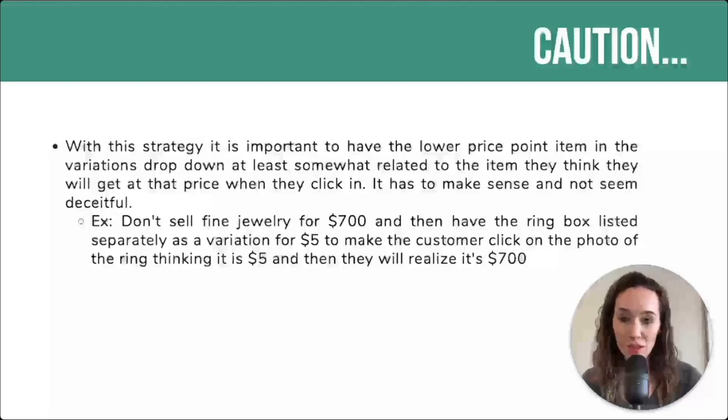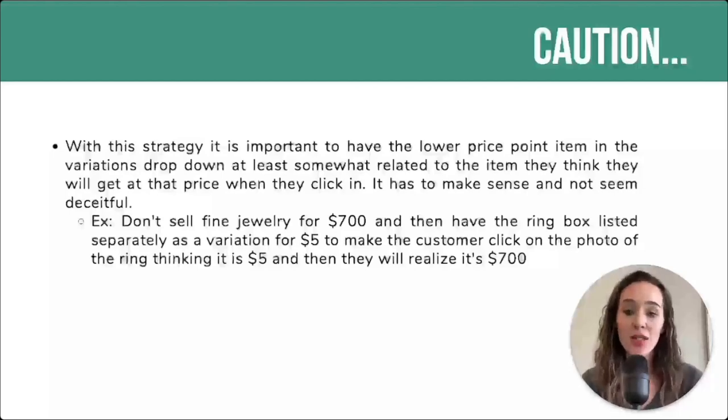We have to be cautious because with this strategy, it is important to have that lower price point item in the variation drop-down at least somewhat related to the item that they think they will get at that price when they click in. So it has to make sense when they click on the listing photo, and you don't want them to feel deceived. That's the main point of this. So use this to your advantage, but don't abuse it.